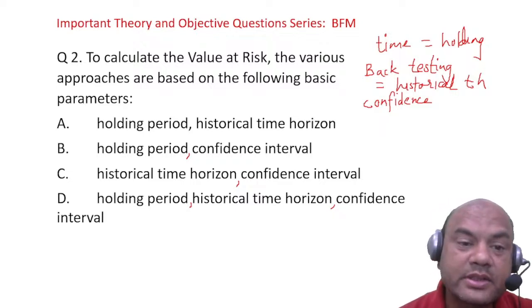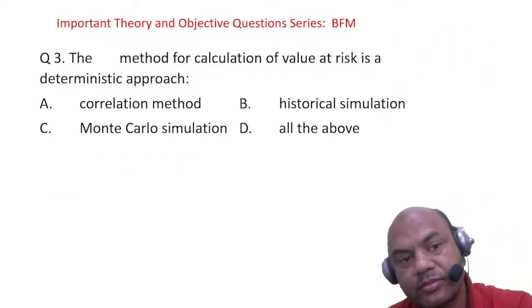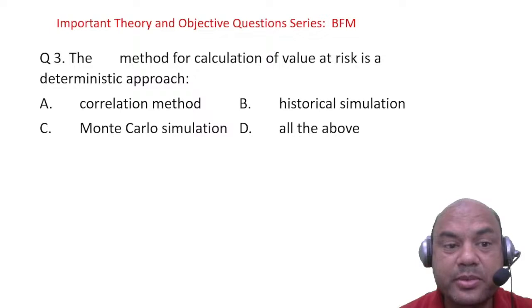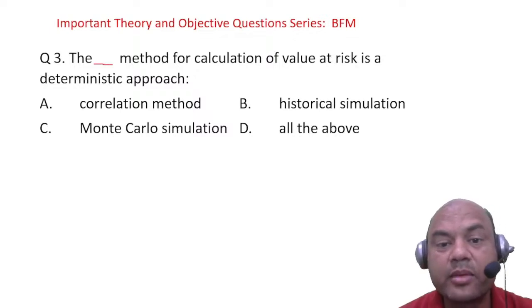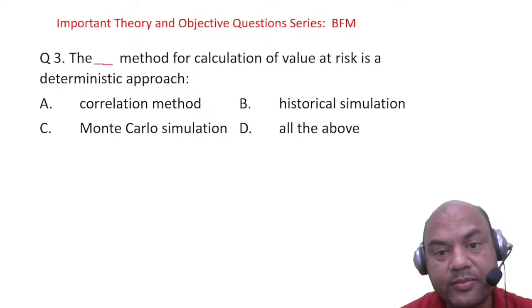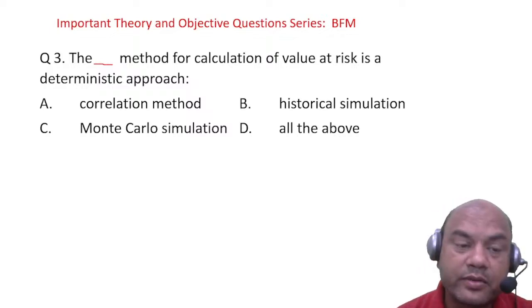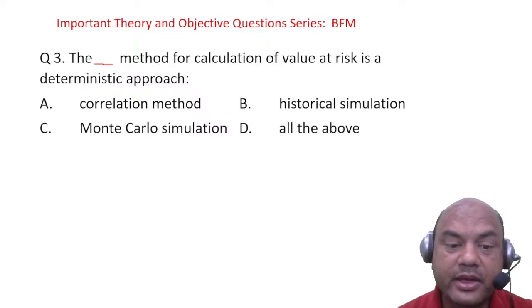So what is the correct answer then? The correct answer over here is D. The dash method for calculation of value at risk is a deterministic approach. Options: correlation method, historical simulation, Monte Carlo simulation, and all of the above. Think over it.